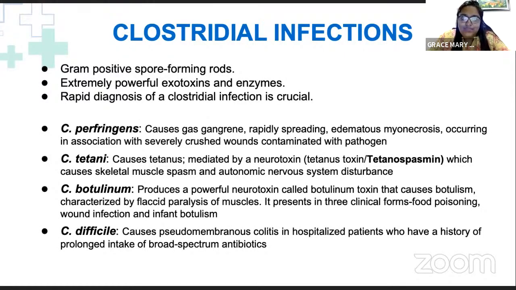So that is the reason why these tend to grow. Okay, and these tend to produce spores and cause severe infection in hospitalized patients. So Clostridium difficile, whenever you see it, a broad spectrum antibiotic was used for that patient.